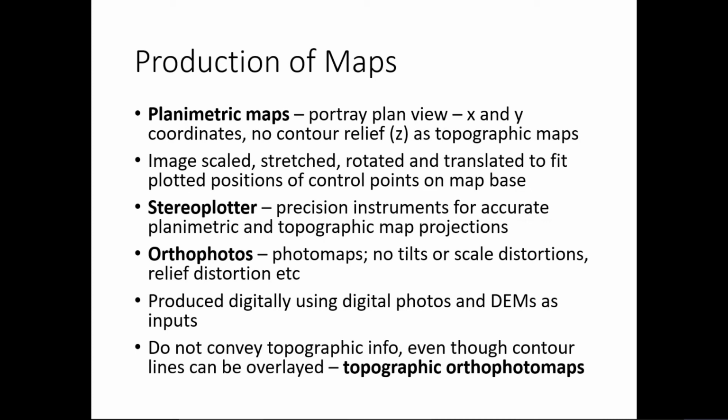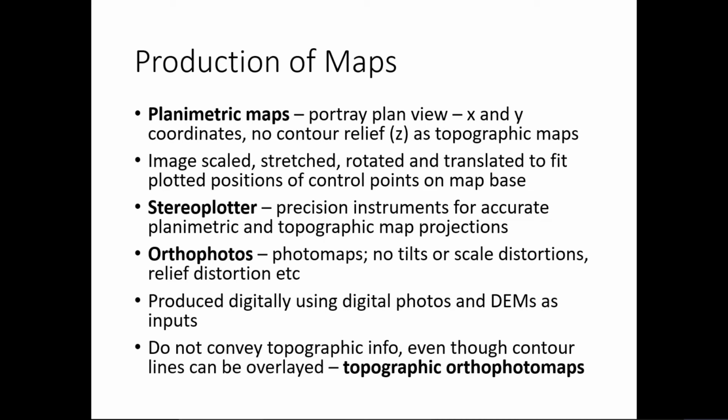Then you have a stereo plotter. As I mentioned earlier, a stereo plotter is a precision instrument for actual planimetric and topographic map projections. Then you generate ortho photos, which are basically photo maps. It's a photo, but it looks like a map. There is no relief displacement, no scale displacements or distortions. So those are ortho photos.